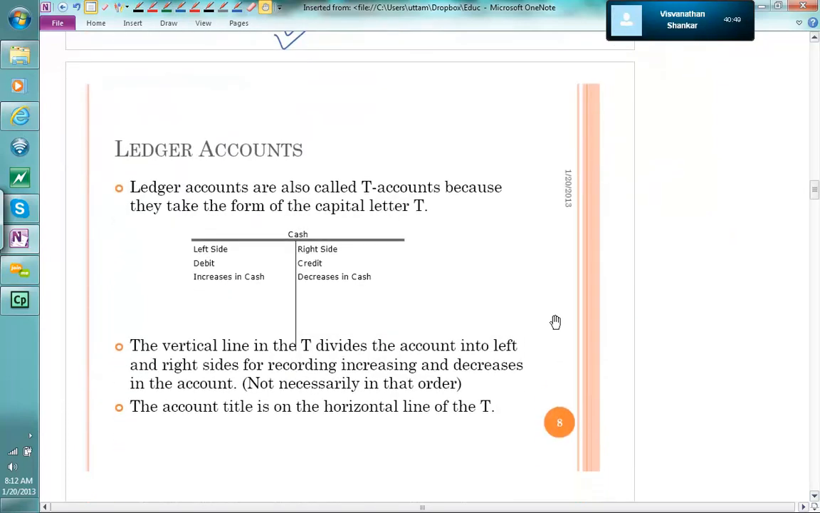So let's look at how it looks and why it is known as a T account. Ledger accounts are also called T accounts. Suppose you have the cash account. You have cash on the left hand side, debit, and on the right hand side, credit, and you keep entering data here. This is the division between the debit side and credit side, so it looks like a T. That's why it is known as a T account.